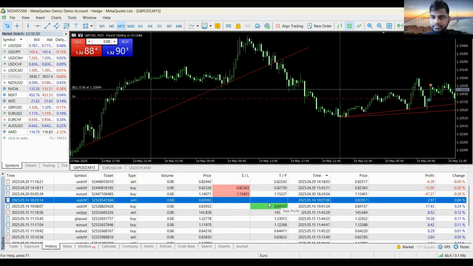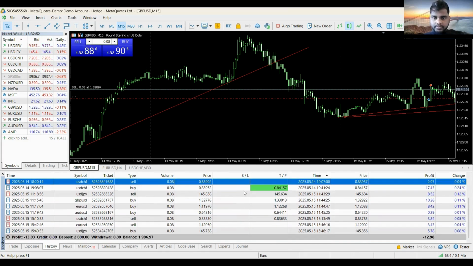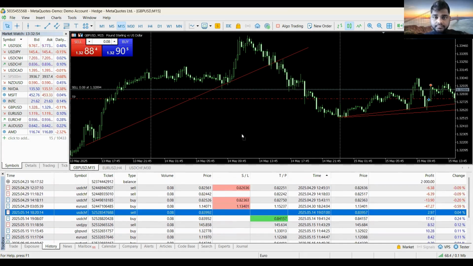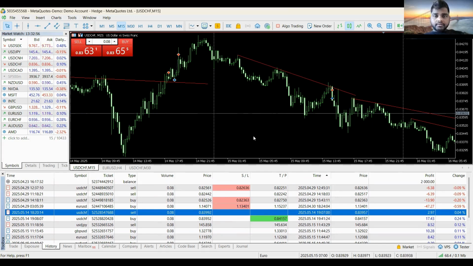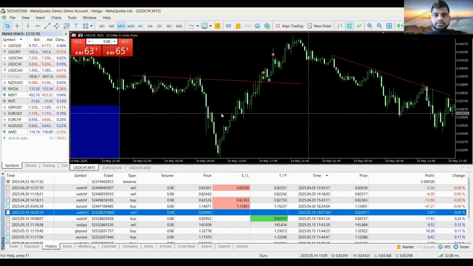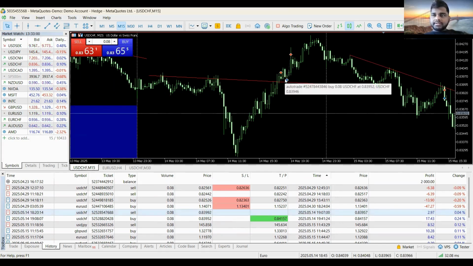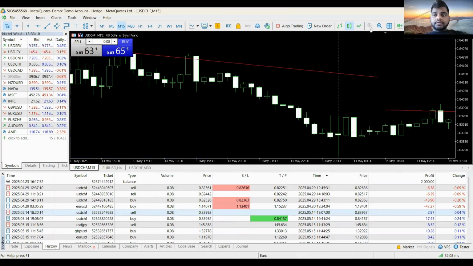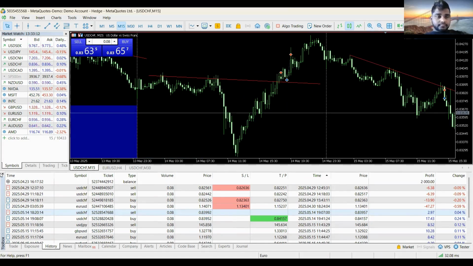I think this was the first trade. So this was the trade which I had taken earlier, and it was executed over here because it was near the support. Just let me zoom in on that. Reduce this.